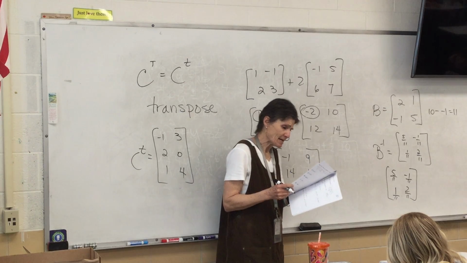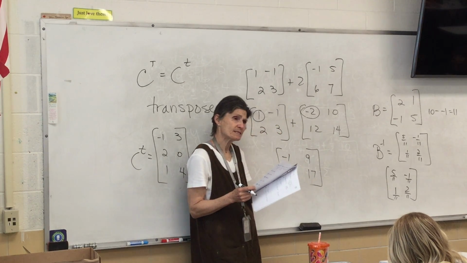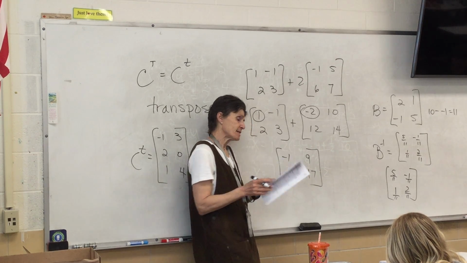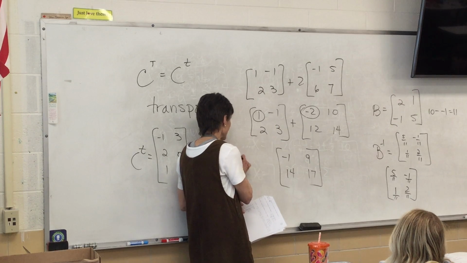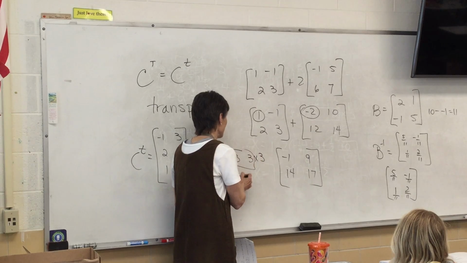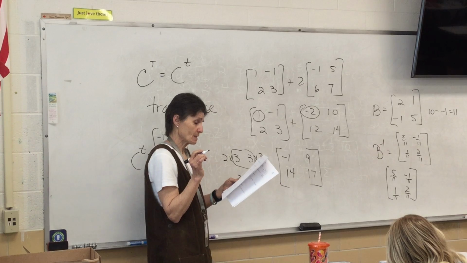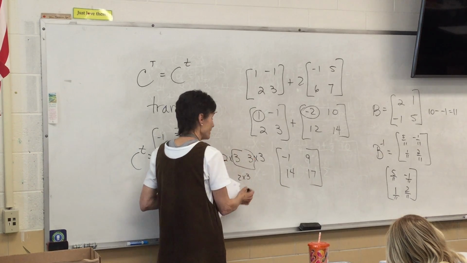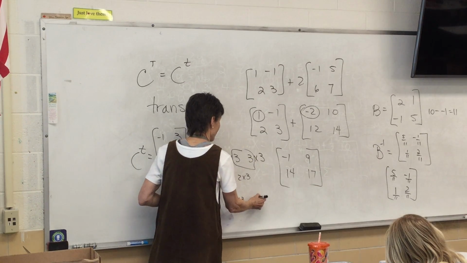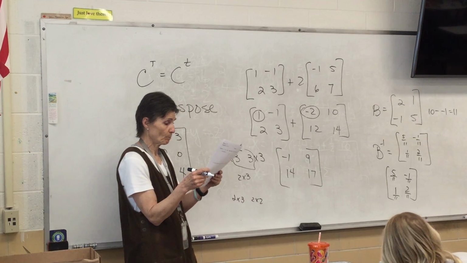Can you do H? Can you multiply C times D? Yes. C is 2 by 3. D is 3 by 3. It'll be a 2 by 3 answer. So your answer will be a 2 by 3. That's possible. What about I? Can you multiply C, which is 2 by 3, times B, which is 2 by 2? No. So I is a no solution problem.